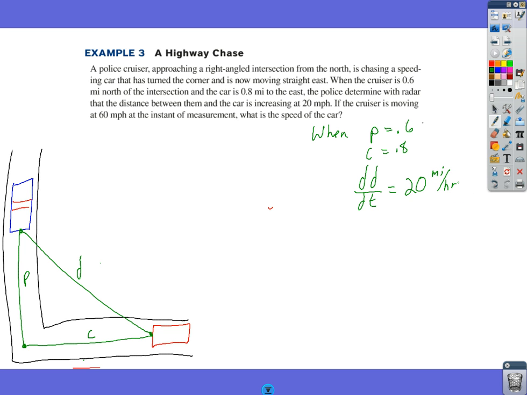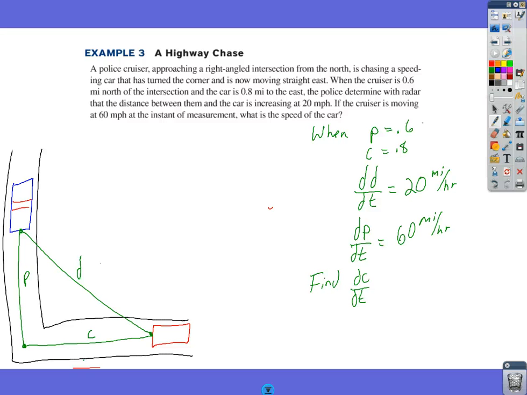If the cruiser is moving at 60 miles per hour, so that's dP/dt, what is the speed of the car? Find dC/dt when all the above is true. Wow. So how can I possibly relate the P, the D, and the C? They're forming a triangle.